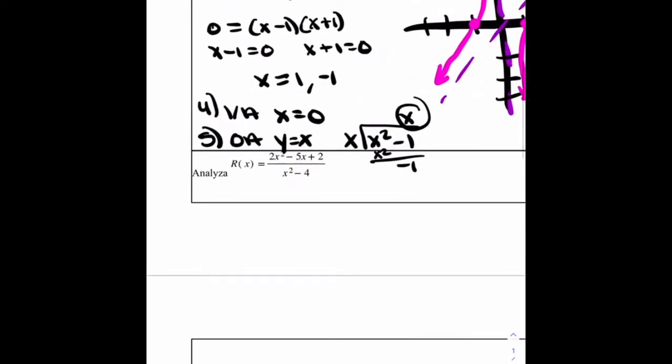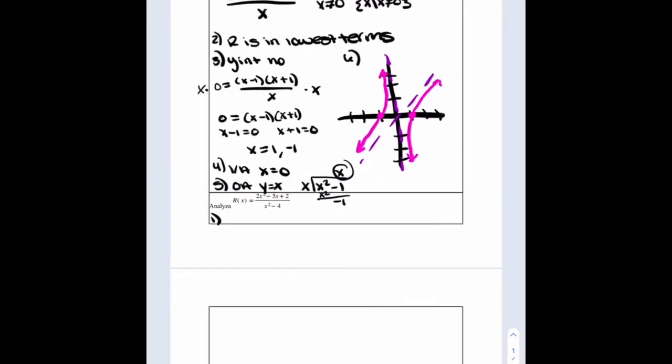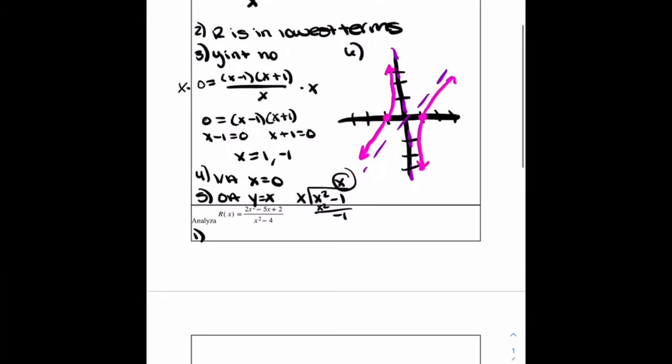All right, let's try it for this next one. First, we are going to factor the top and bottom. So we have 2x squared minus 5x plus 2, which can be factored as 2x minus 1 times x minus 2. And then again, we have an x squared minus 4, which is the difference of 2 squares.